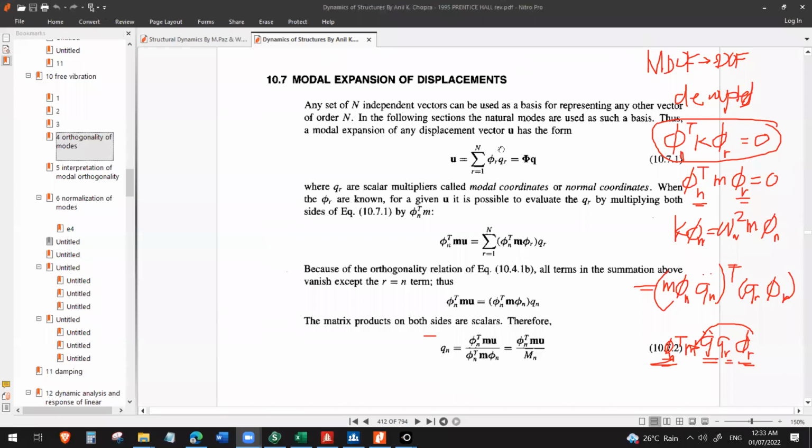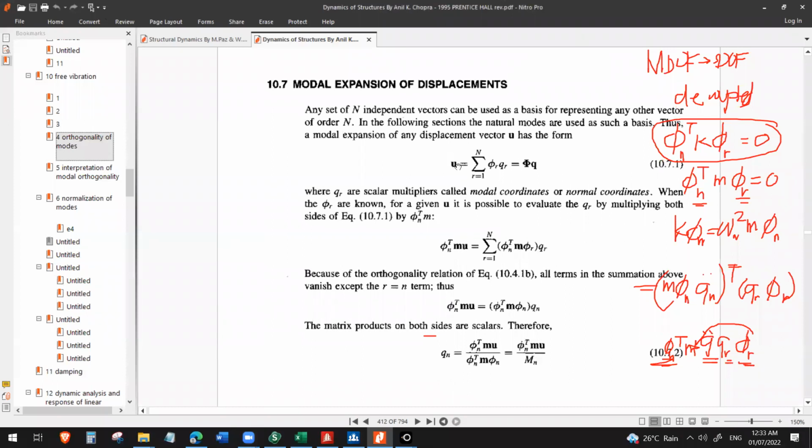Okay, so let's proceed with the modal expansion of displacements. Phi, remember, U is the summation of phi r q r, or phi times q, which we encountered earlier. When phi r are known, it's possible to evaluate the q r by multiplying both sides by phi n transpose m. So we multiply both sides by phi n transpose m.